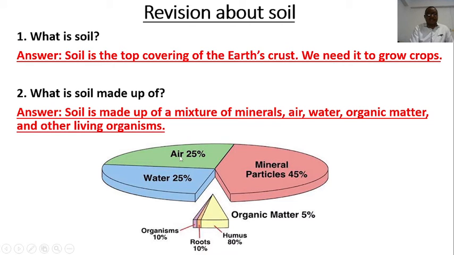Now as you can see, soil is made up of 25% air, 25% water, 45% mineral materials and 5% organic matter. Under organic matter we have humus which constitutes 80%. Then we have the roots and the organisms. So this is what soil is generally made up of.